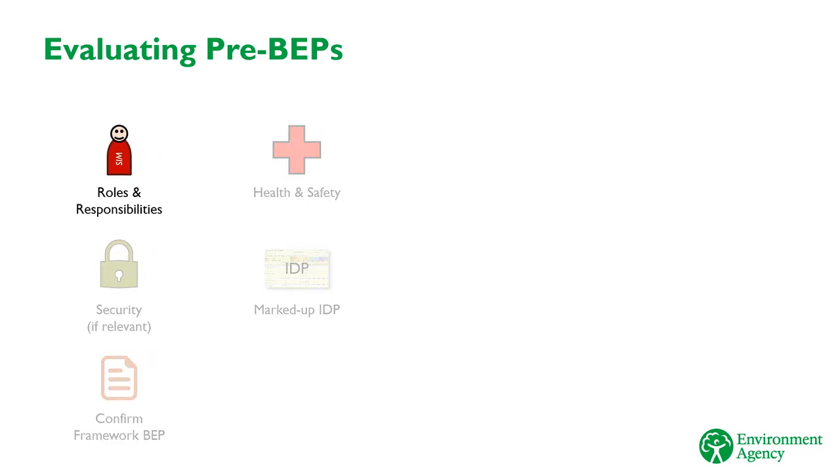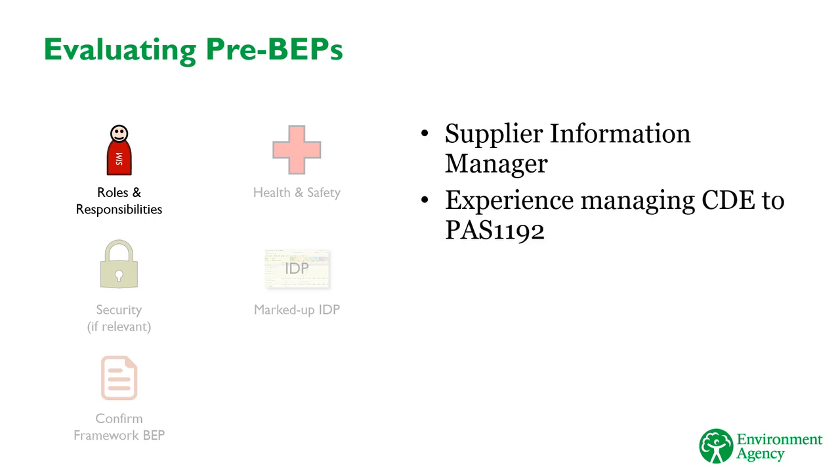The first element you need to look for is roles and responsibilities. In the pre-BEP, the only role that needs to be named is the Supplier Information Manager, with evidence of their capability to carry out their role. In particular, the ability to manage a CDE in accordance with PAS 1192. The pre-BEP should also show an overview of the relevant training that the person has received about BIM, and particularly any training they've received which relates to carrying out the Supplier Information Manager role.